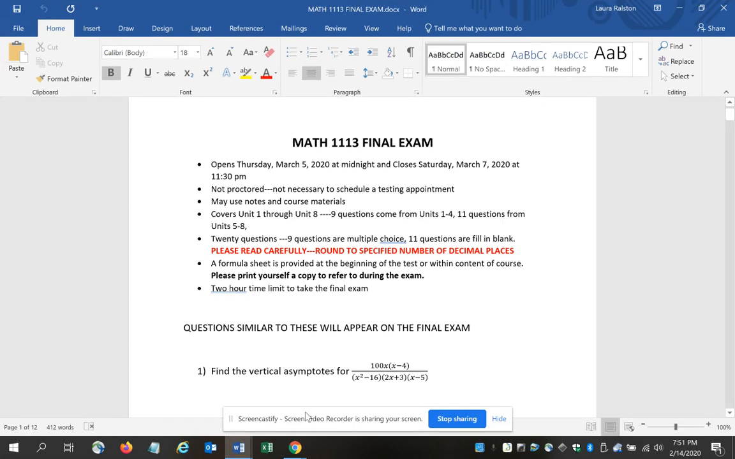I wanted to provide you with some information about the Math 1113 final exam. First of all, the final exam for Math 1113 is not proctored, which means you do not need to schedule a testing appointment. However, you do need to make plans to take it during the scheduled exam window and the dates you see there at the top of the page.